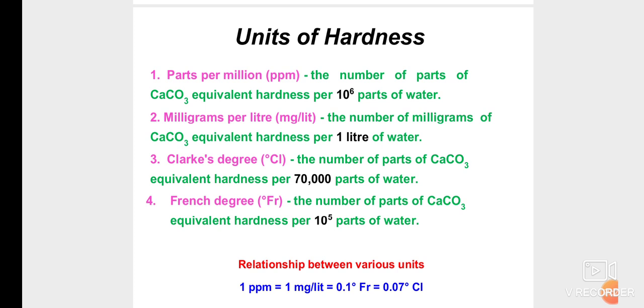How can we calculate the molecular weight of calcium carbonate? The atomic weight of calcium is 40. Then the atomic weight of carbon is 12. So 40 plus 12, how much? 52. Then the atomic weight of oxygen is 16, and here 3 oxygen atoms are available, CO3. So 3 into 16, 48. Calcium 40, carbon 12, 52. The 52 plus 48 is 100. So the molecular weight of calcium carbonate is 100, so we take it as the calcium carbonate equivalent.